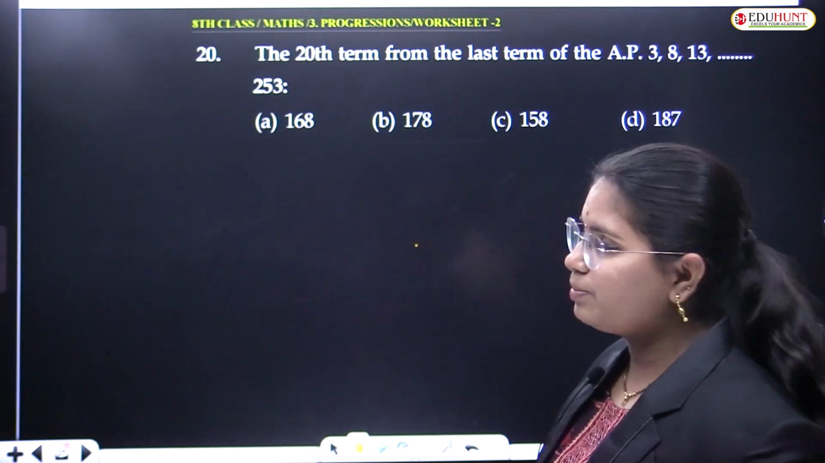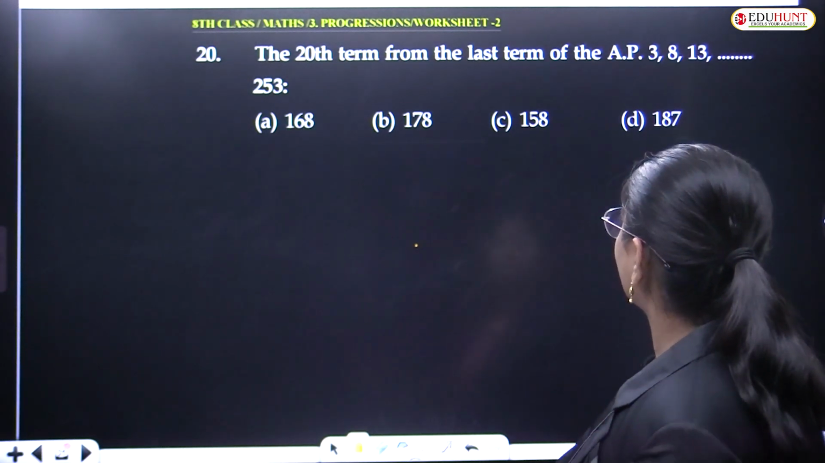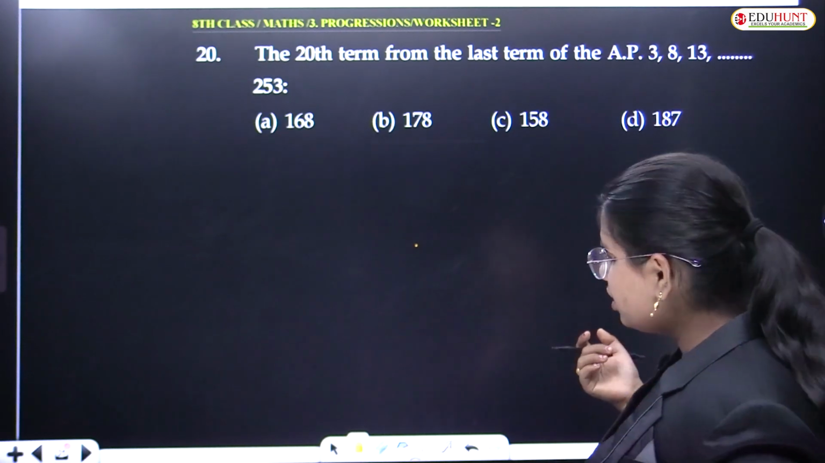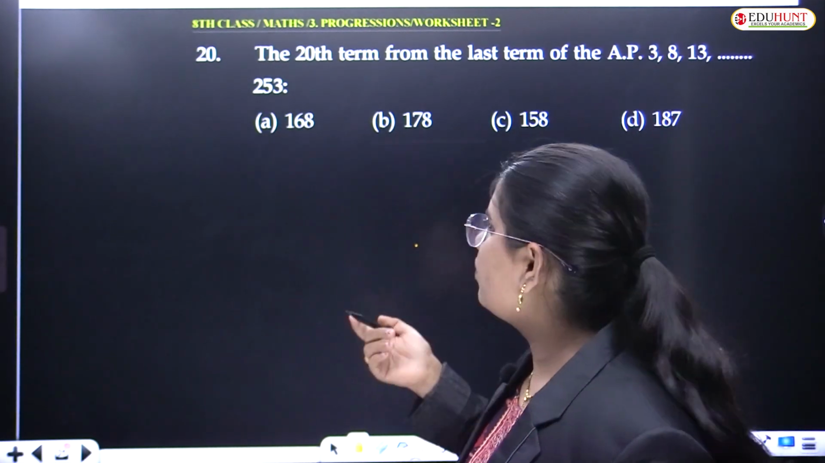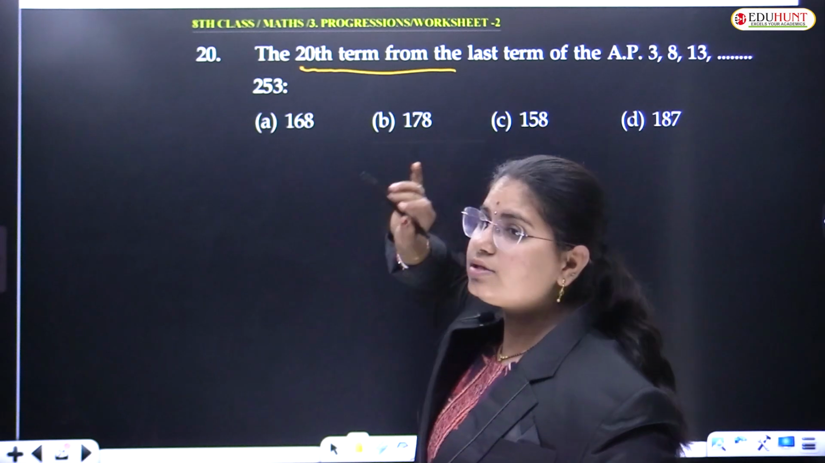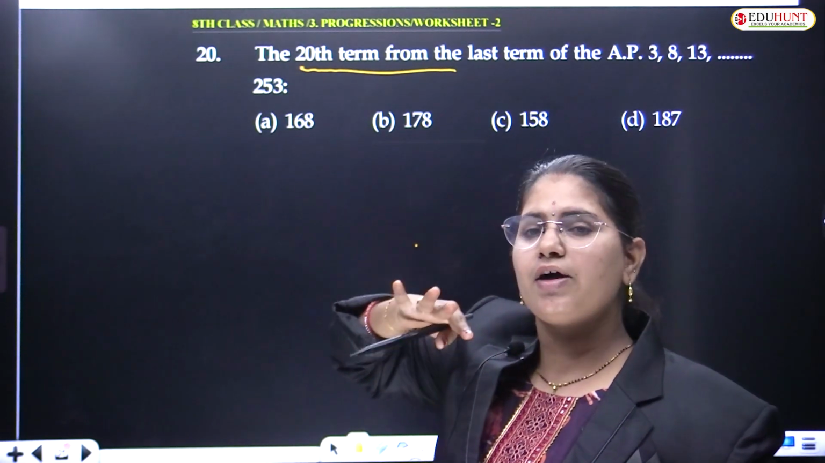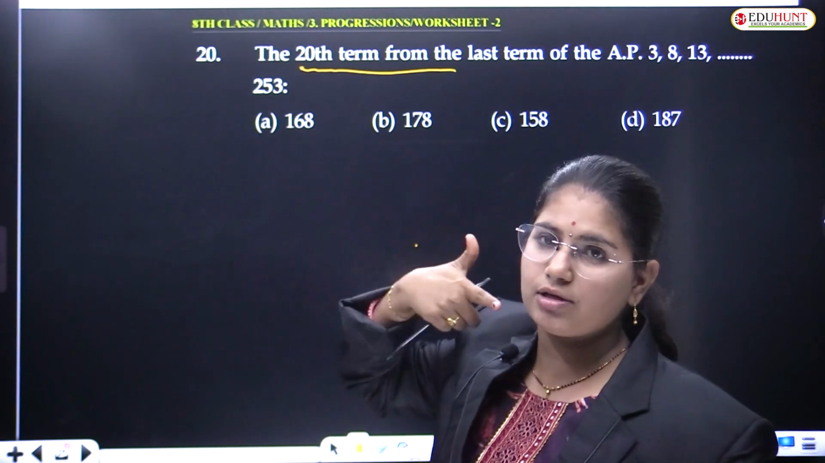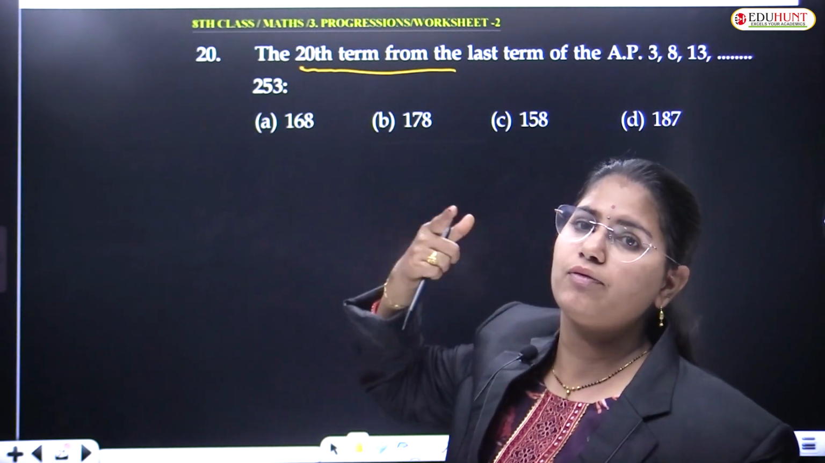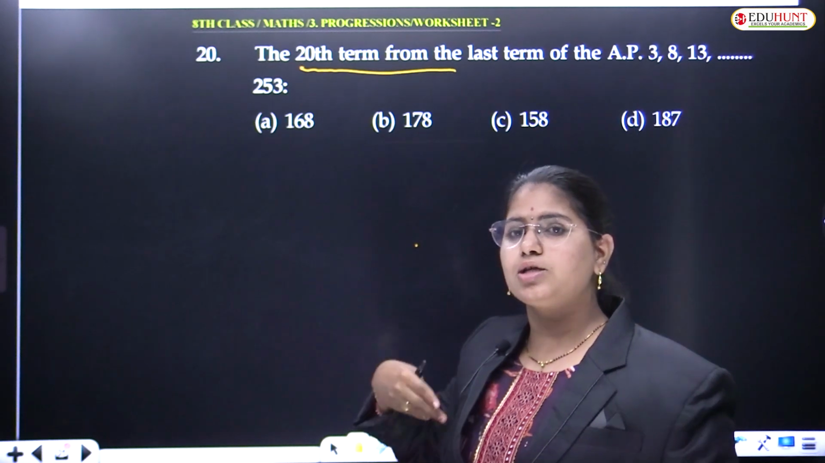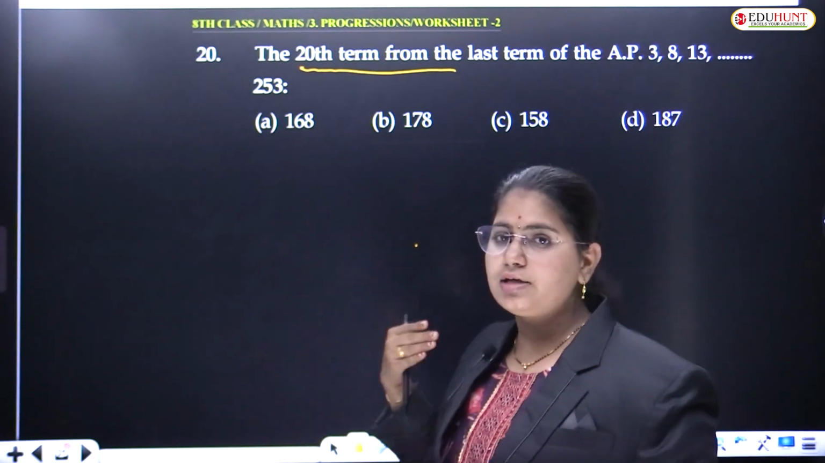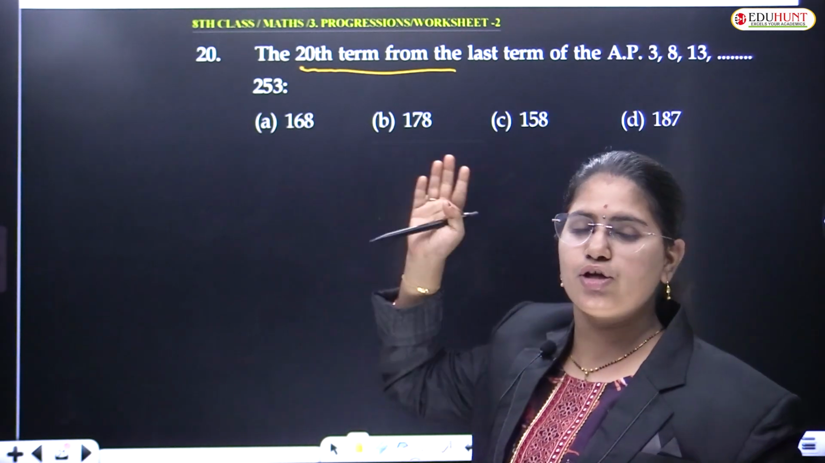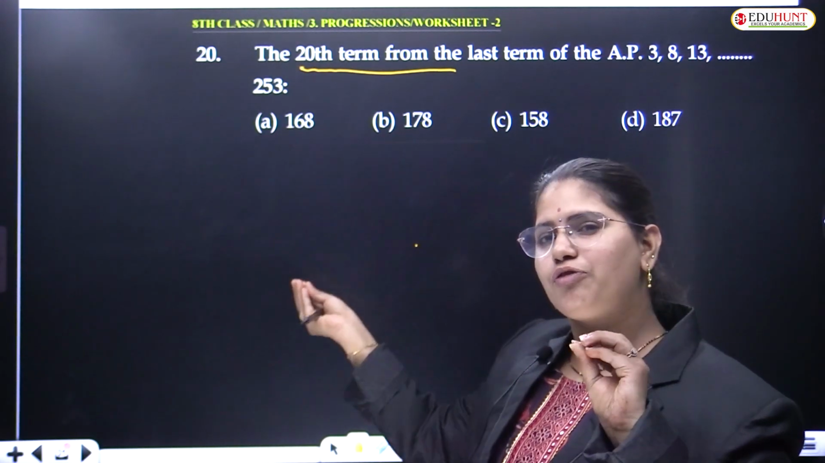The 20th term from the last term of the AP 3, 8, 13, ..., 253. A very good question. What they were asking is the 20th term, what will be the value? N is given; at the nth place, what will be the value at 20th? What is a term? The 20th term of an AP, but that is not from the first. That is from the last.